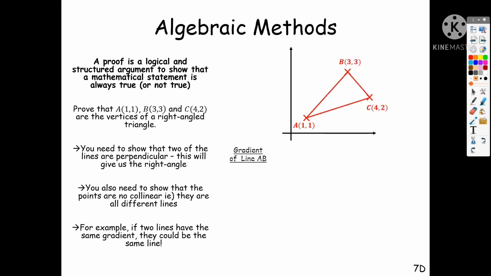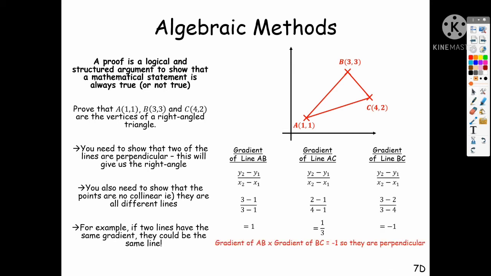So here are my points. The gradient of AB, using the theorem from coordinate geometry, I get 1. AC, I get a third, and BC, I get minus 1. So the gradient of AB times the gradient of BC is equal to negative 1, so they are perpendicular. Okay. All gradients are different, so the lines are not collinear. If they are not collinear, it must mean that these are the vertices of a right angle triangle.